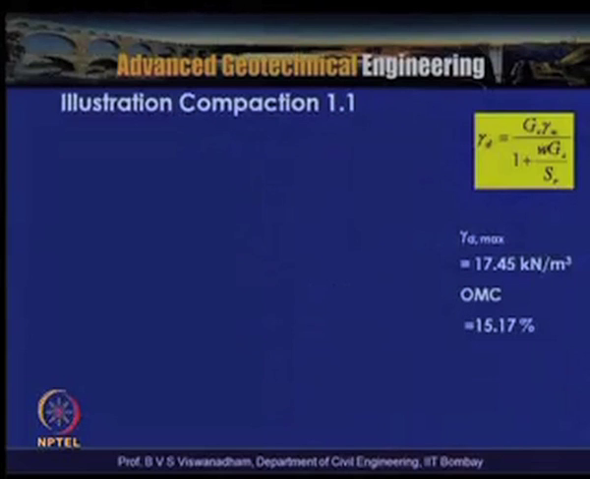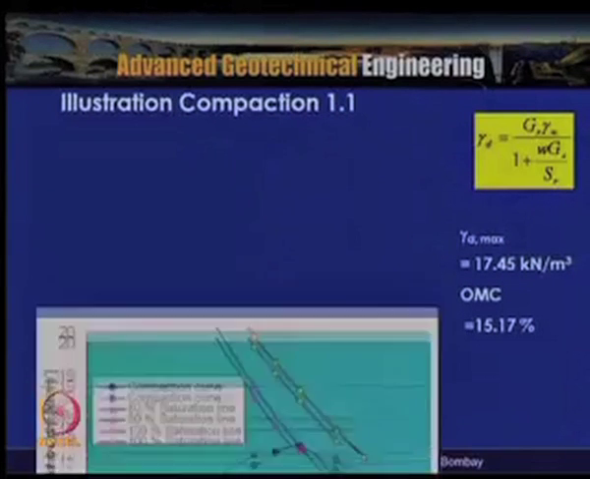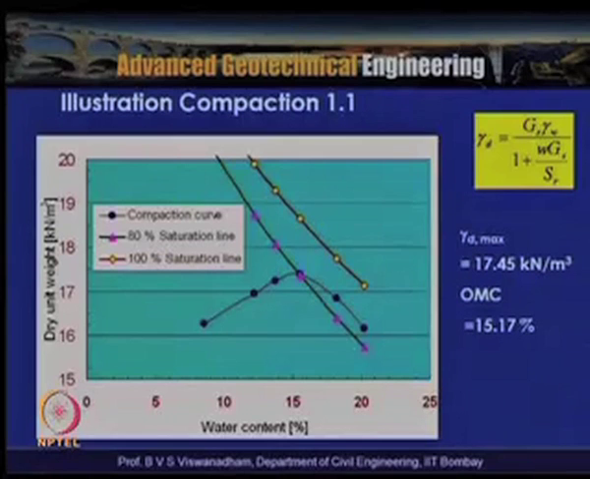So based on the given data, if the graph is plotted with the dry unit weight on the y-axis in kilonewton per meter cube and water content on the x-axis, then this is the compaction curve. By using γd = Gs γw / (1 + wGs/Sr), we can determine the 100% saturation line. So the γd max is equal to 17.45, that is this dry unit weight, and the optimum moisture content is 15.17%.